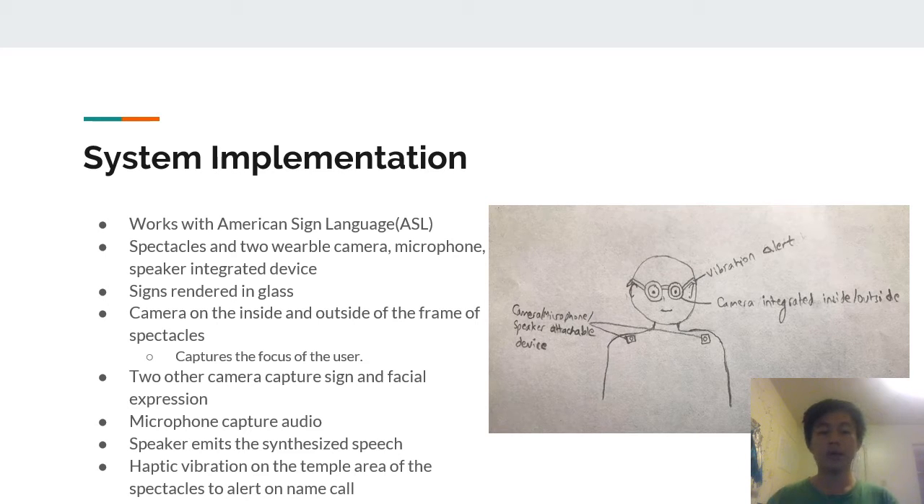And the microphone will be capturing the audio, the speaker will emit the synthesized speech, and the haptic vibration on the temple area of the glass will be used to alert the user that someone is calling their name from behind.